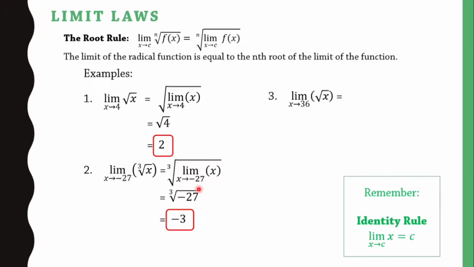And the third example, we have the limit of square root of x as x approaches 36. Again, that will become the square root of the limit of x as x approaches 36. The answer inside this radical sign is simply 36. So that will become square root of 36, and the square root of 36 is 6. So the answer for this one, limit of square root of x as x approaches 36, is 6.